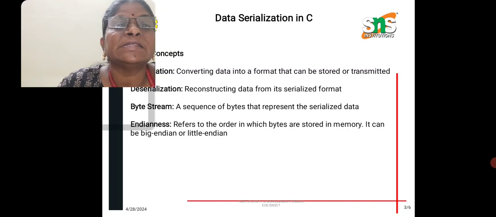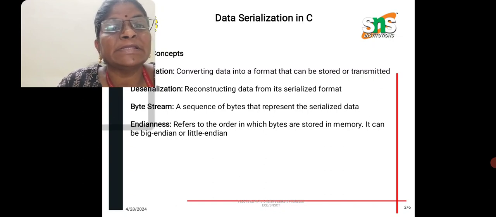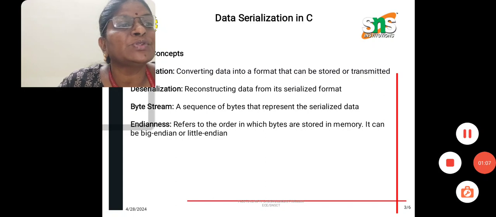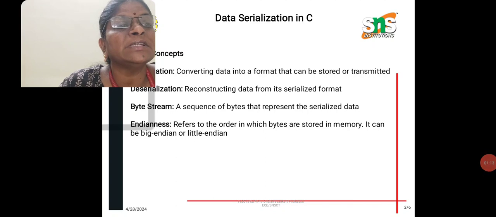are serialization, deserialization, byte stream, and endianness. Serialization means converting data into a format that can be stored or transmitted. Deserialization is reconstructing data from its serialized format. A byte stream is a sequence of bytes that represent the serialized data. Endianness refers to the order in which bytes are stored in memory. It can be big endian or little endian.